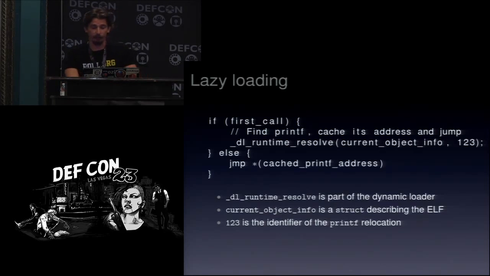So DL runtime resolve takes two parameters. The first parameter is just a pointer to a data structure which describes the current ELF object. We'll see more about that later. And the second parameter is an index in a table. It's an index representing a relocation.